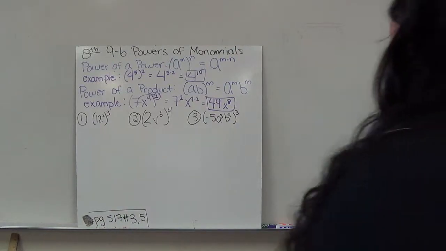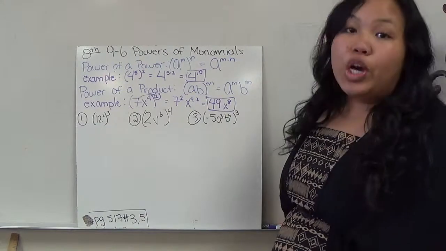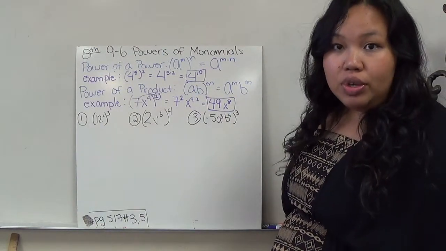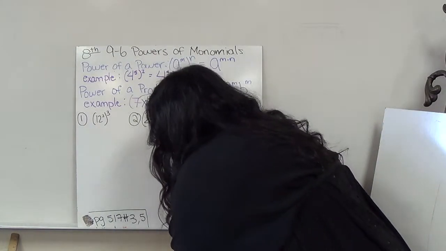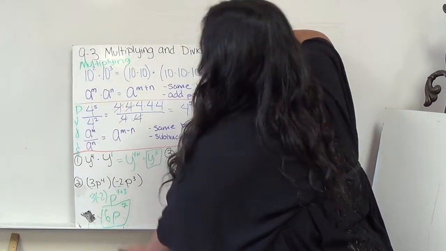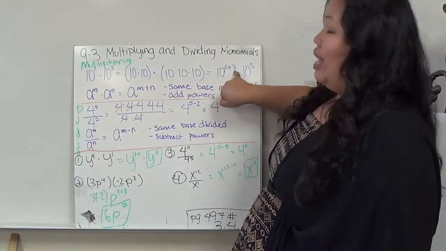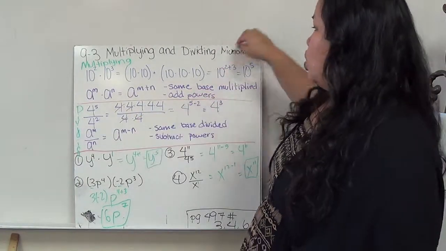In 8th grade, section 9.6, we're dealing with powers of monomials. Now, if we go back, you can remember from 9.3 that when we're multiplying polynomials, I'm going to add the powers. And when I'm dividing, I'm going to subtract.